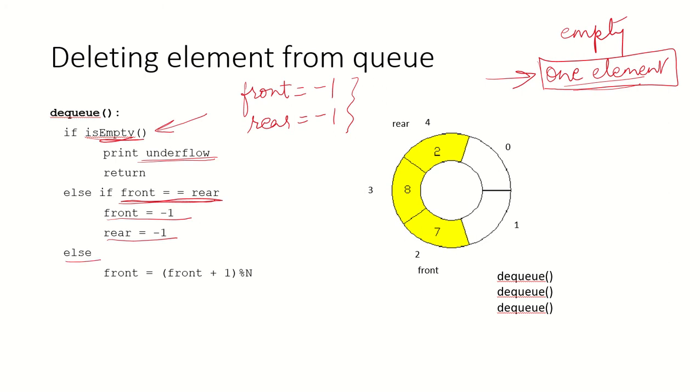Else, if there are at least two elements already present in the queue, what we have to do is, since the element would be deleted from the front end, this element would go, and front simply has to point to the next position. So the next position for front would be front plus 1 modulus n. So this is how a circular queue works.